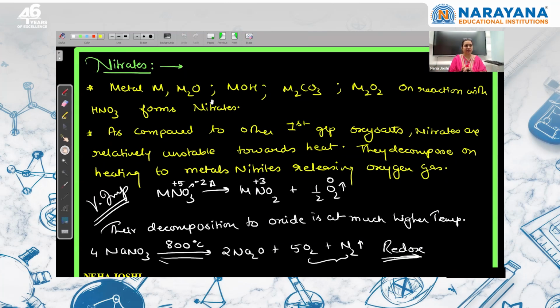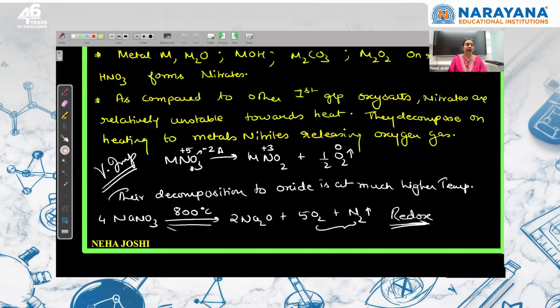Next is the nitrates. Nitrates of first group, the important thing that you need to remember, are very stable to heat. Usually all the nitrates other than first group on heating decompose to oxide releasing NO2 and O2. But first group nitrates on heating form nitrite releasing O2. But yes, still they are releasing O2. So at high temperature, they can act as oxidizing agent.